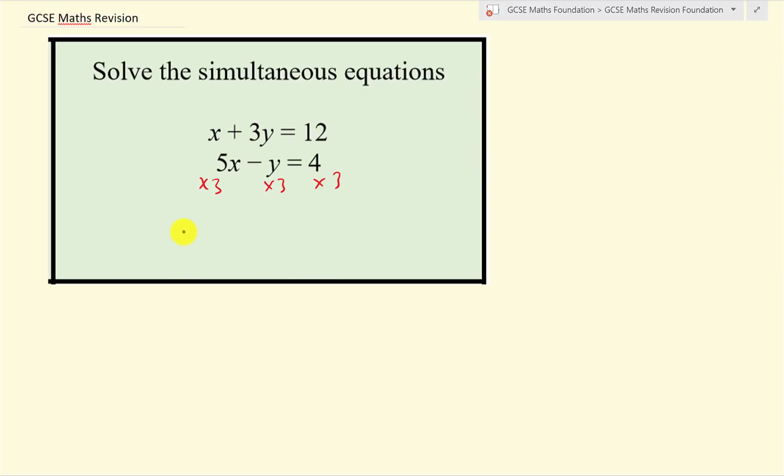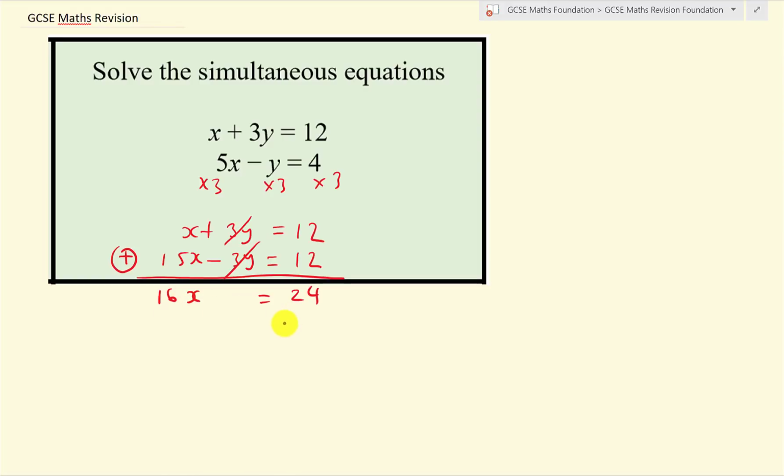So over here we have x plus 3y equals 12. That's my first equation. And then the second equation we have 15x minus 3y, and 3 times 4 is 12. Now the signs are different, so I'm going to add. 12 add 12 is 24, 3y minus 3y is 0, and x plus 15x is 16x.